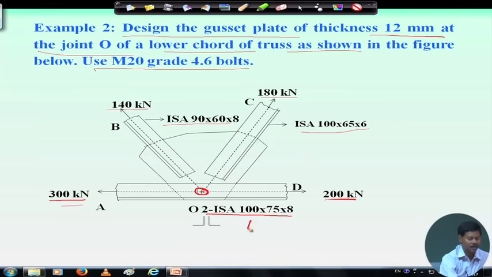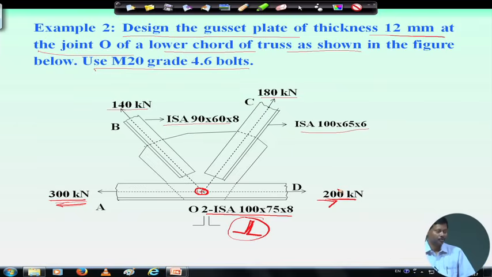and these two angles are connected back to back like this, right. So, this is a double member, double angle with back to back connections, which is AD, and having force 300 kilonewton in this direction and 200 kilonewton in this direction, right.